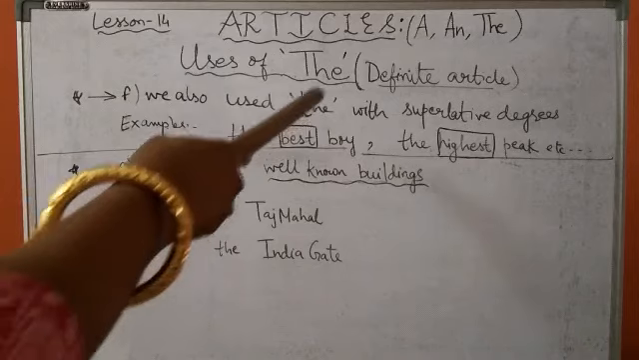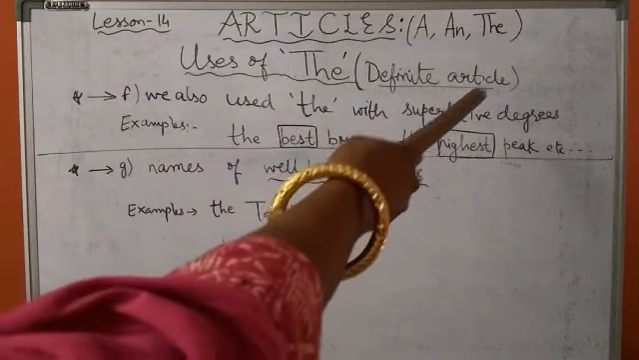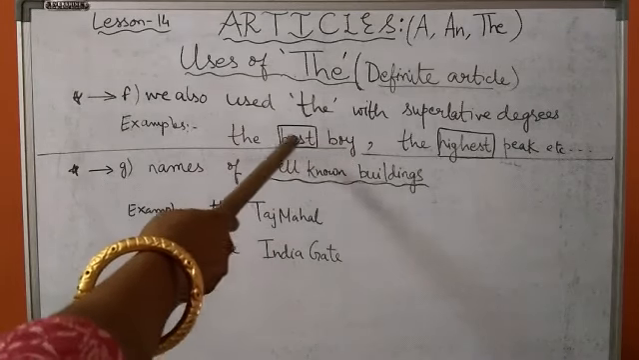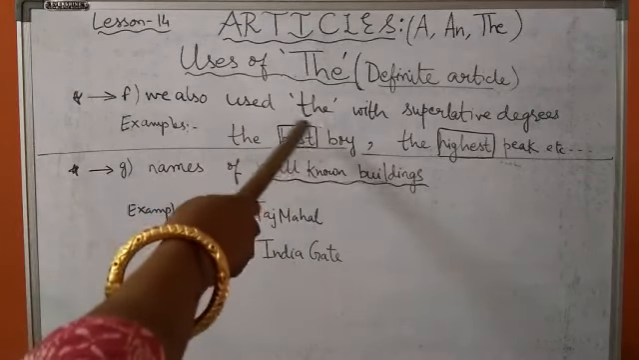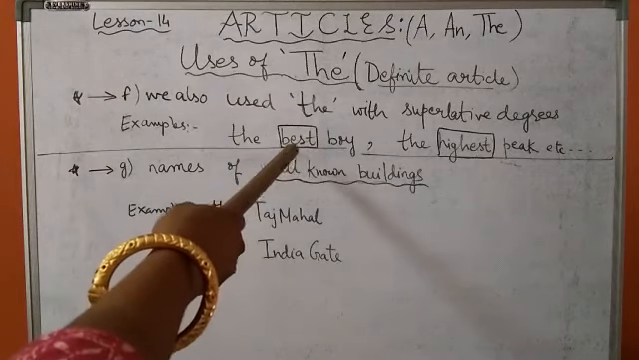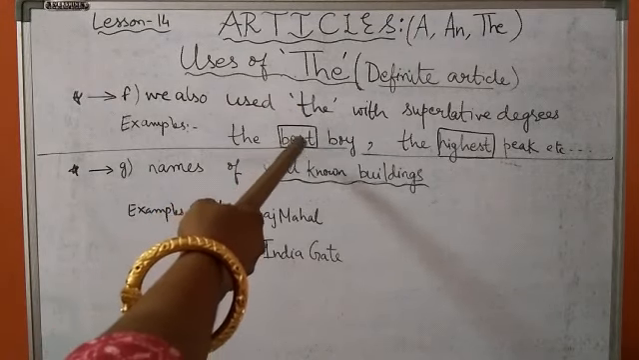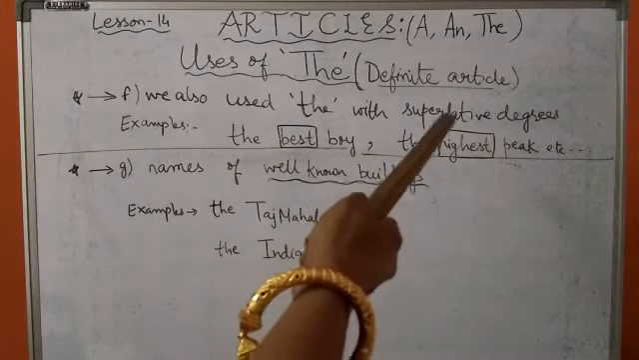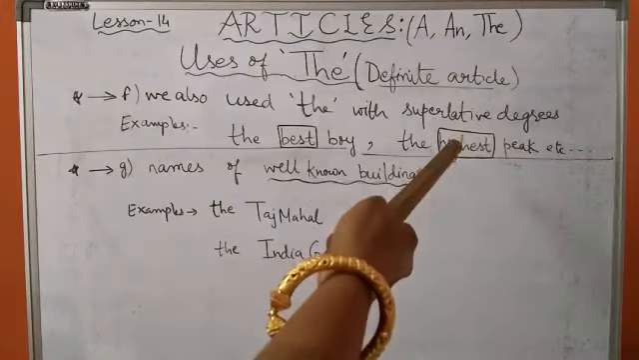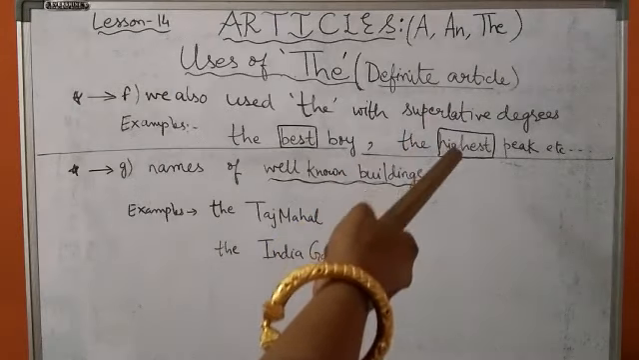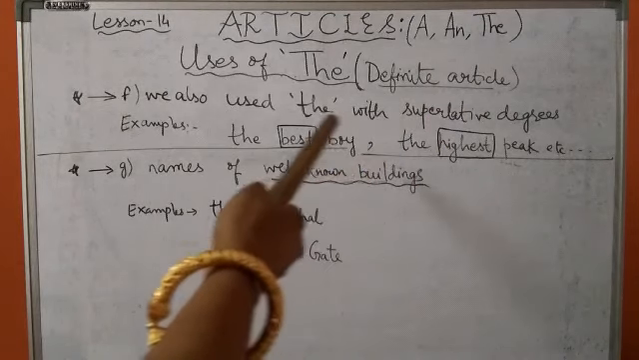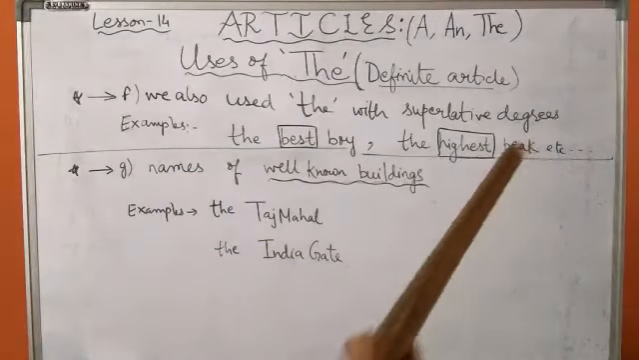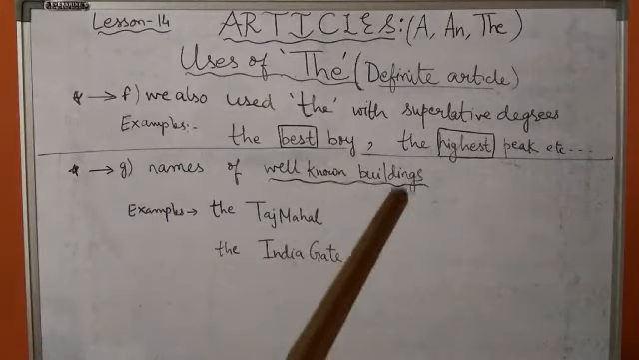We also use the with superlative degrees. For examples, the best boy. Now here I have put a square shape on the word best because best is a superlative degree word. Next, the highest peak. Highest is a superlative degree word. So, according to the rule, the is used with superlative degrees. There are many examples of superlative degree words.